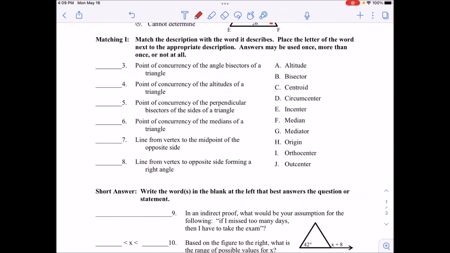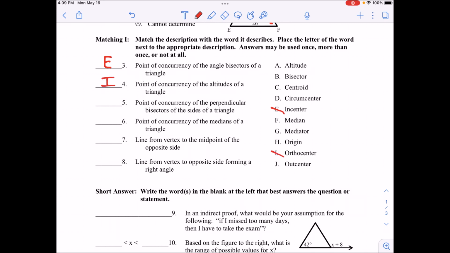Now for terminology. The point of concurrency of the angle bisectors of a triangle is known as the incenter. It is going to be an equal distance from all sides of my triangle. Number 4, the point of concurrency of the altitudes of a triangle is called the orthocenter. That is choice I.